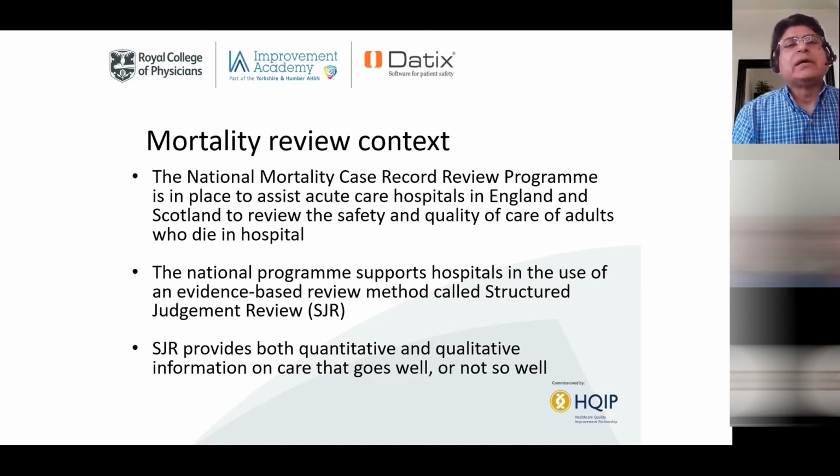I'm just giving you the case record review program in place to assist acute care hospitals in England and Scotland to review the safety and quality of care of adult deaths. Originally it started only in Scotland and England, not in Wales. SJR provides both quantitative and qualitative data. What we are looking at is what has gone wrong, what was good and what was not very good. So both are evaluated.